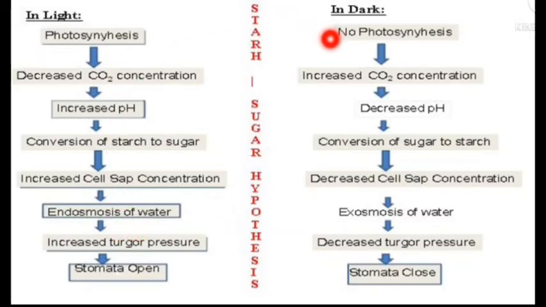On the other hand, the reaction in the dark. No photosynthesis takes place due to the absence of sunlight. There is increased CO2 concentration. That leads to a decrease in pH due to formation of carbonic acid. Now, conversion of sugar into starch takes place. That decreases the concentration of solute in the cell sap. Now, exosmosis of water takes place. This leads to a decrease in turgor pressure and stomata close.